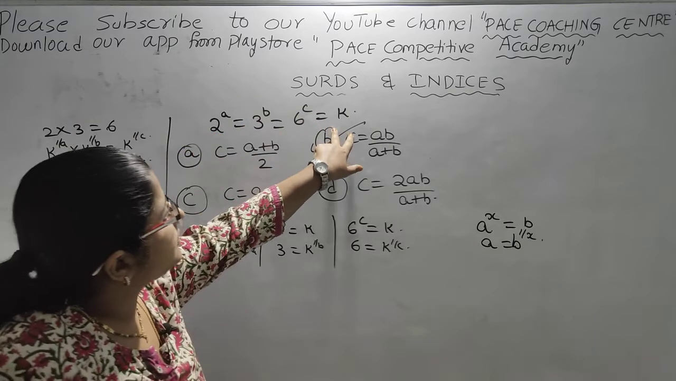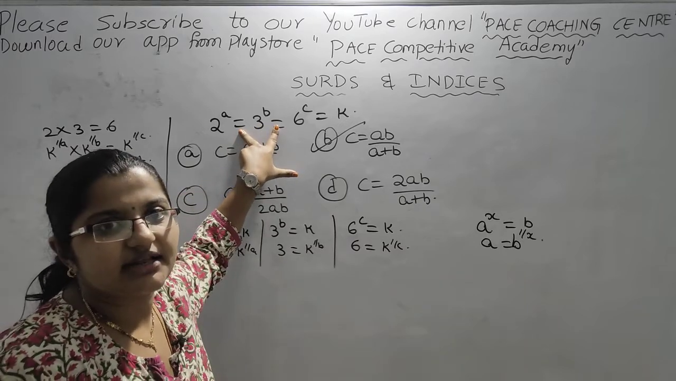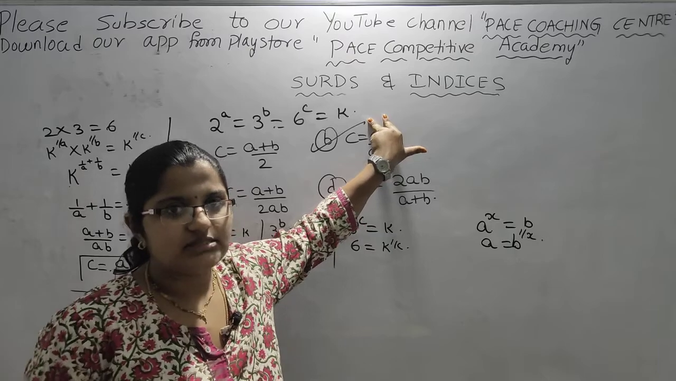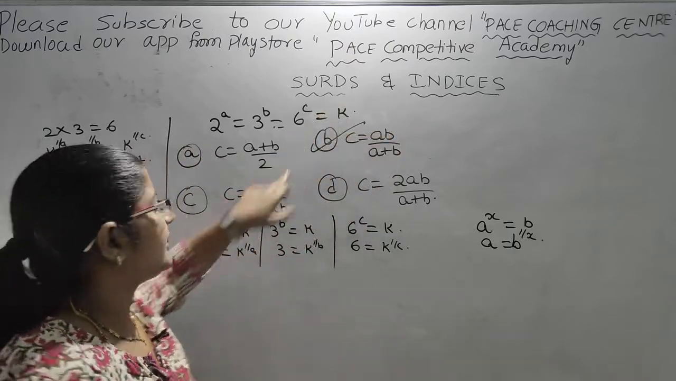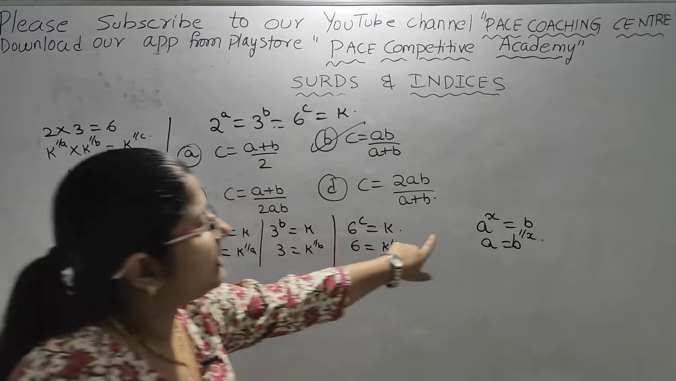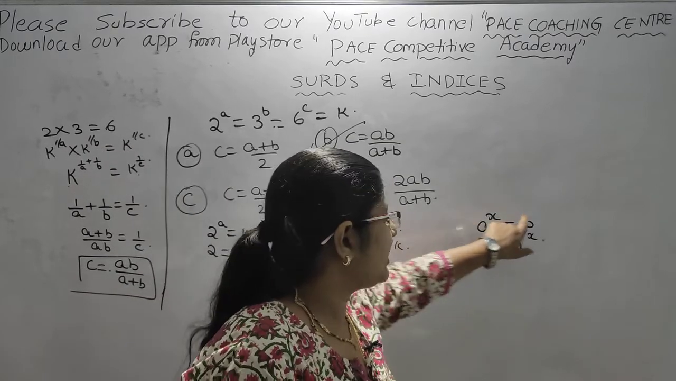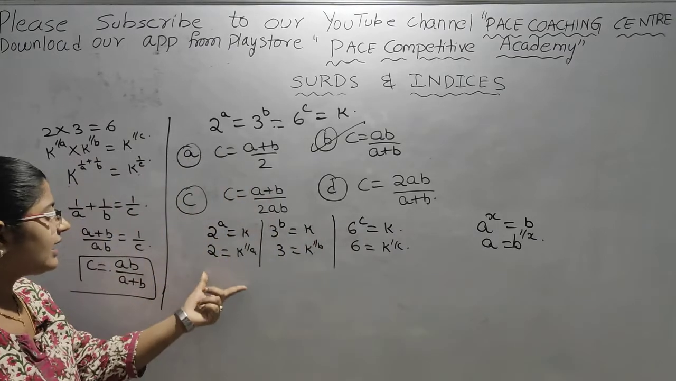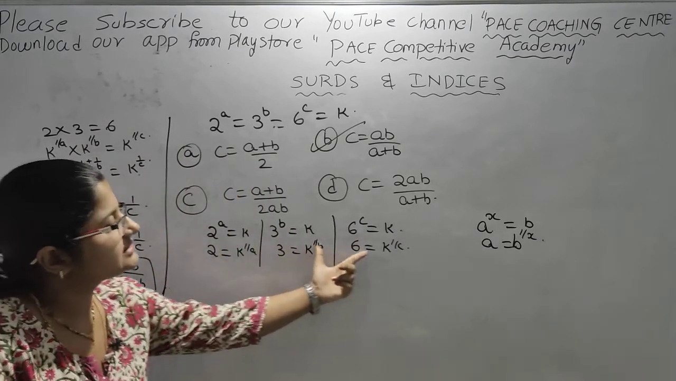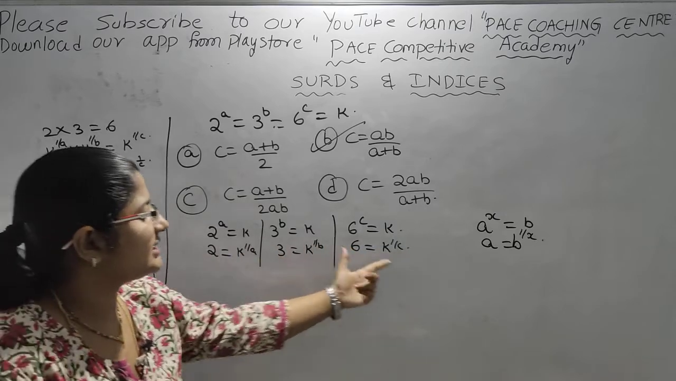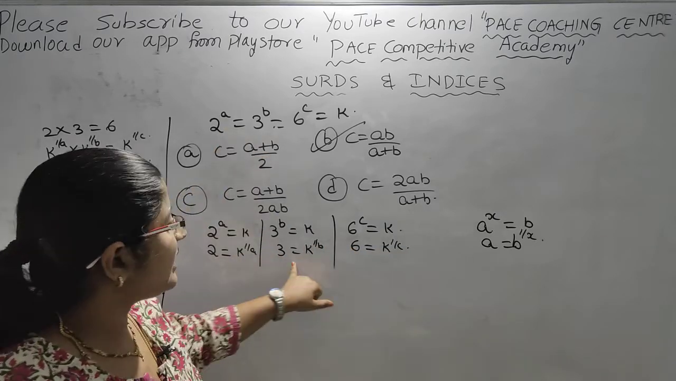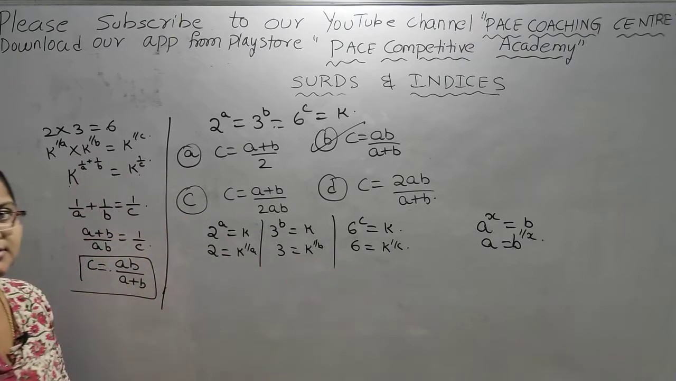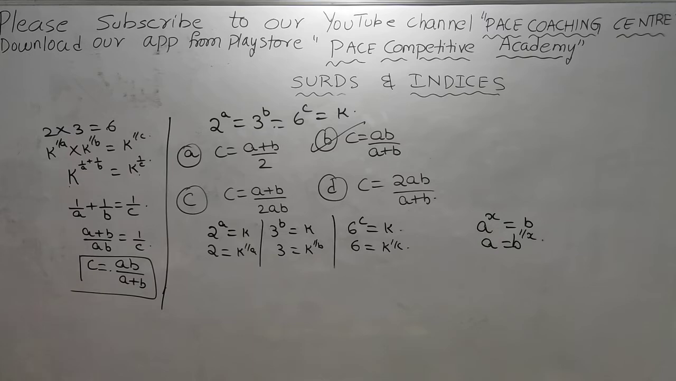If such type of equations are given in the question, we need to equate them to some constant. I have taken the constant as k. I have applied the law of indices: a power x equal to b, then a is equal to b power 1 by x. So I have got all the base values, 2, 3 and 6, because there is some relation between 2, 3 and 6, which is nothing but 2 into 3 equal to 6.